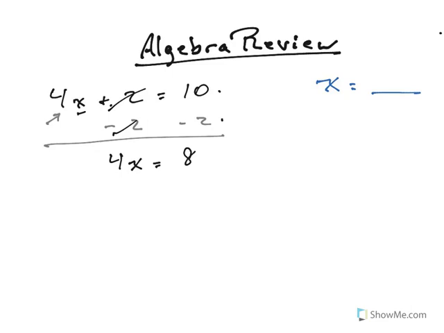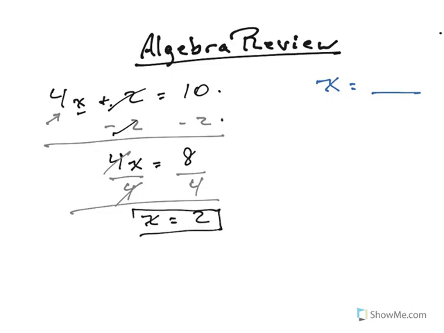Well, again, I use the same rule. This is saying I'm multiplying by 4. So to get rid of it, I have to do the opposite operation, which means I have to divide by 4. And what that'll do is it'll cancel the 4s. But in order to do it to that side, I have to do it to this side as well. And so what's left? x equals 8 divided by 4 is 2. And there's my answer.